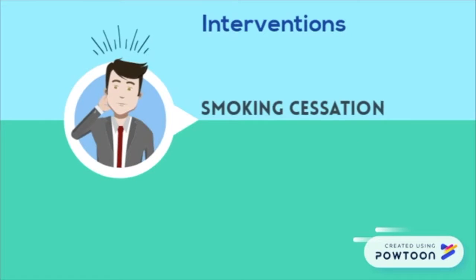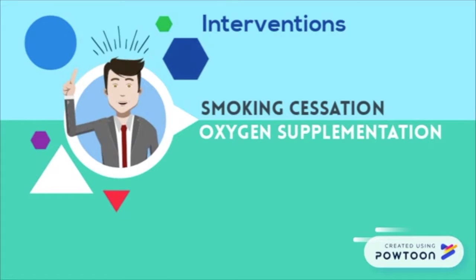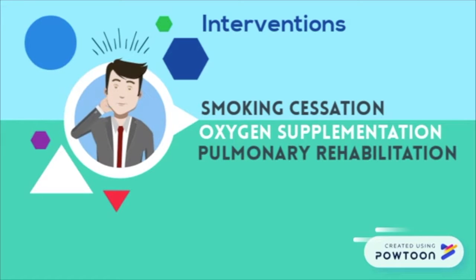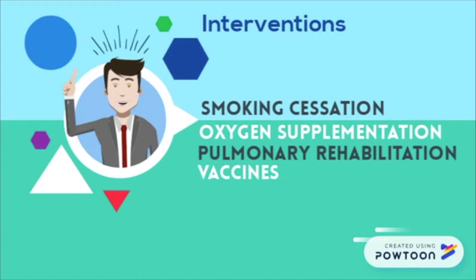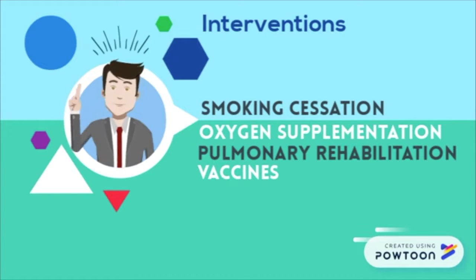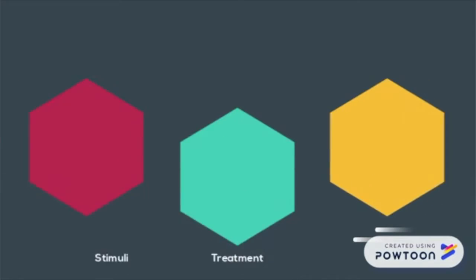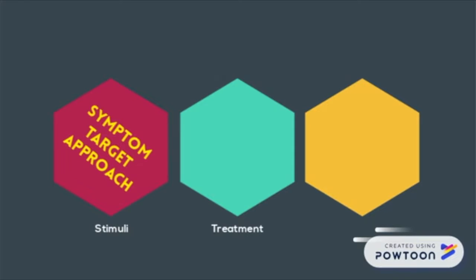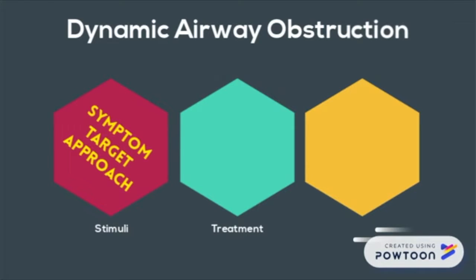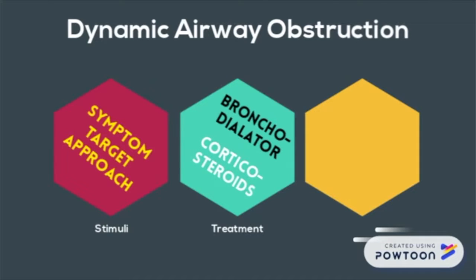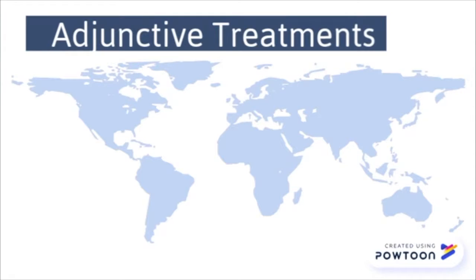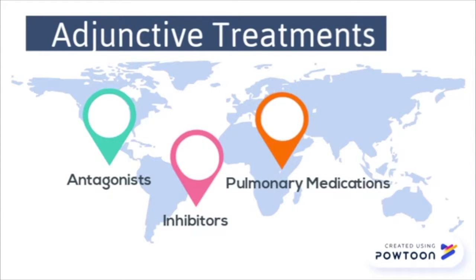Smoking cessation, oxygen supplementation, pulmonary rehabilitation, and vaccines are all therapeutic interventions for asthma and COPD. A symptom-targeted approach for dynamic obstruction can be relieved with bronchodilators, where inhaled corticosteroids can relieve bronchospasms. Adjunctive treatments such as antagonists, inhibitors, and other pulmonary medications should be administered by a specialist.